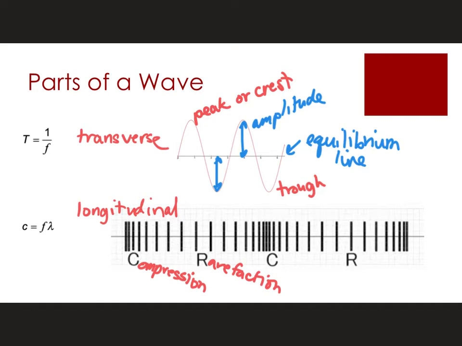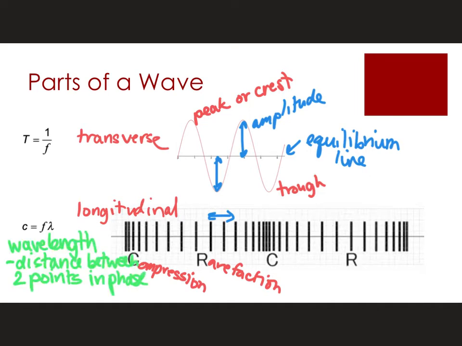Likewise, in a longitudinal wave, we can talk about how far it is from its equilibrium to where it's been displaced. This is a lot more difficult to see in a diagram like this, but I have one coming up later that will talk about how we can measure this and see this in a longitudinal wave.